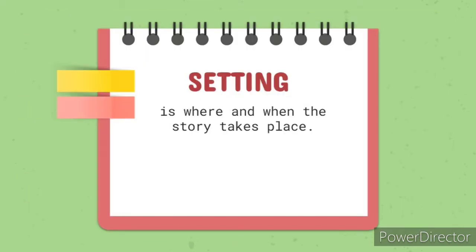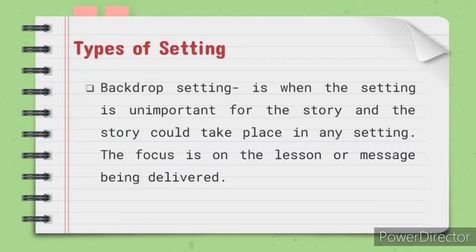Setting is where and when the story takes place. Types of setting. Have you ever read a story but found it difficult to figure out what time period the story was written in or where it is? The story probably had a backdrop setting. A backdrop setting is when the setting is unimportant for the story and the story could take place in any setting. The focus is on the lesson or message being delivered. This type of setting is often found in folktales and fairy tales and simply sets the stage and the mood.